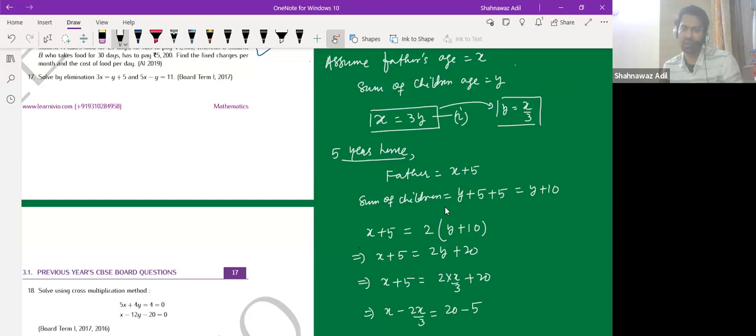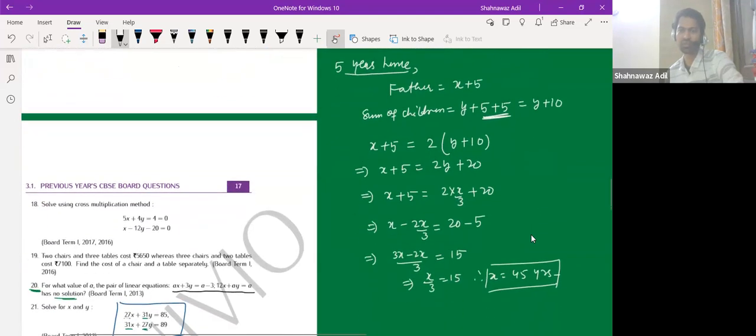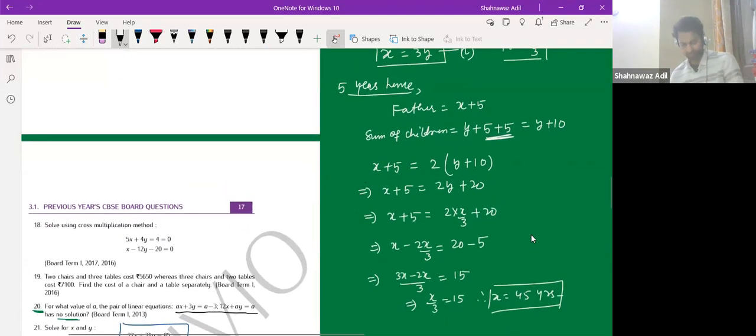This was the only important thing. If this would have been one child, then this would be simply y plus 5. But there are two children. So whenever you guys have noted it down, please tell me so that we can move on to the next question.